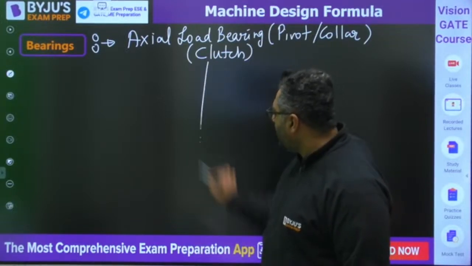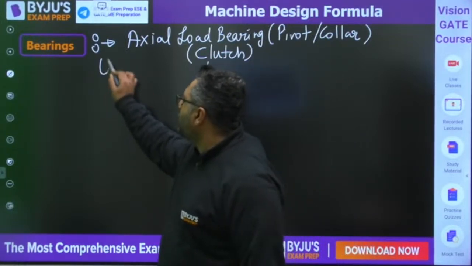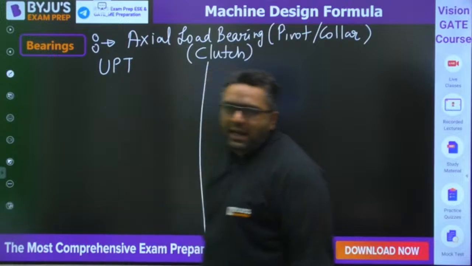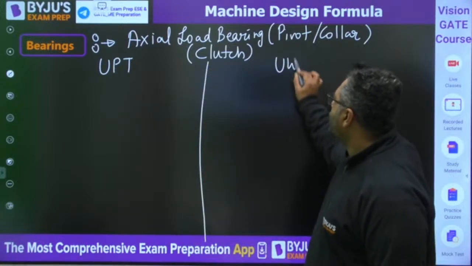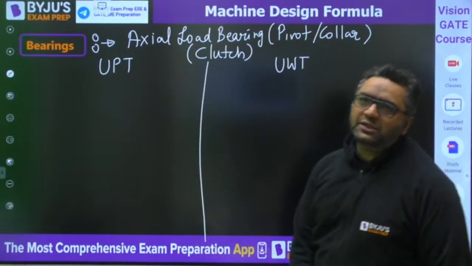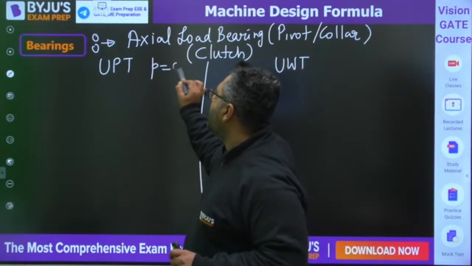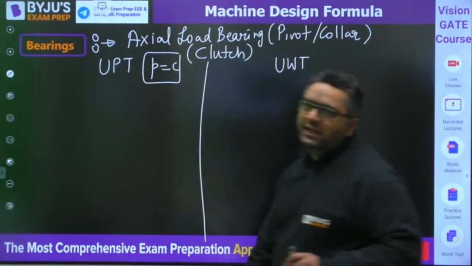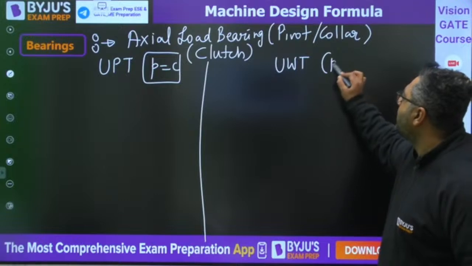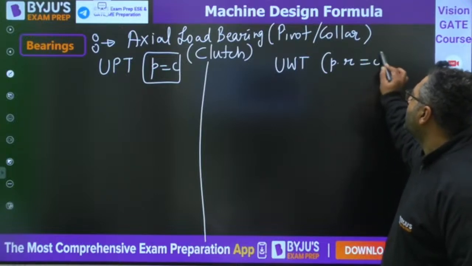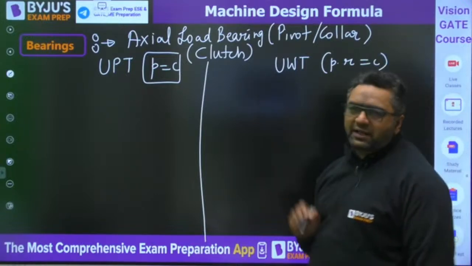So you would be knowing that we were having two theories, UPT and UWT. UPT is uniform pressure theory, UWT is uniform wear theory. So when we are talking about UPT, we are saying pressure is constant. When we are saying UWT, we are saying pressure into radius, that is the product, is constant. Okay, here we are saying wear is constant.